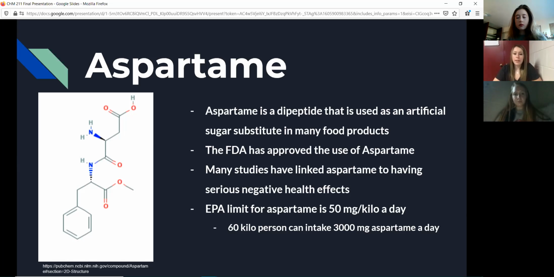Despite being approved by the FDA, aspartame has been the center of some controversy. Multiple studies have been dedicated to looking into the negative health effects aspartame may have on the body. These effects may include the development of cancer, ties to Alzheimer's, obesity, and more. The suggested limit for aspartame by the EPA is 50 milligrams per kilo a day. This means that a 60-kilo person can consume around 3,000 milligrams of aspartame a day before exceeding this limit.